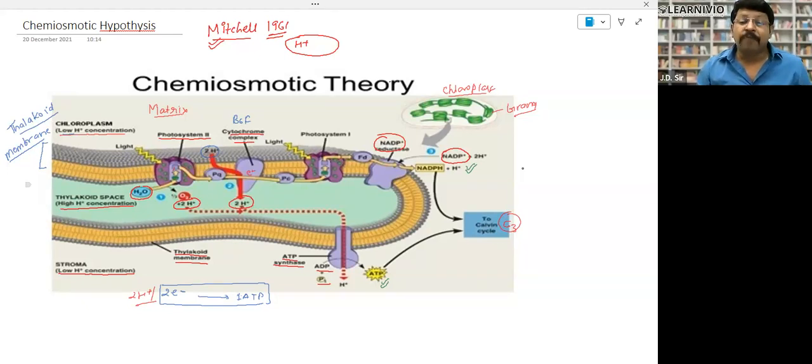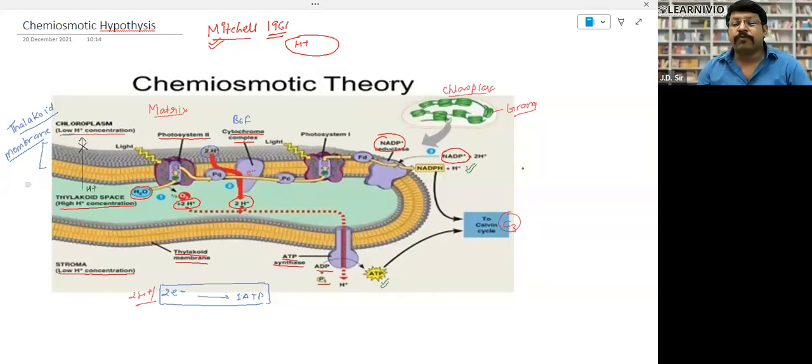But hydrogen ions cannot pass through the membrane, meaning they cannot go outside. Why? Because the membrane is impermeable to hydrogen ions. Normally, the movement of hydrogen ions should take place from higher concentration to lower concentration, from inside the membrane to the outer side. But this is not taking place because the membrane is not permeable to hydrogen ions.